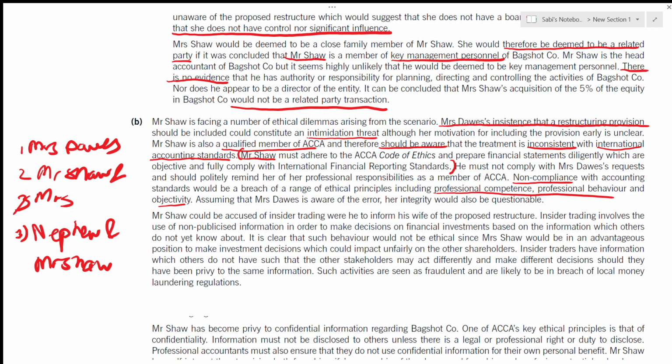Assuming that Mrs. Davis is aware of the error, her integrity would also be questionable, right? So this kind of sentences you can put. You can assume something, right? Clearly they haven't told in the case study that she's aware of the error or unaware of the error. But you can write in your sentence, assuming, right? You are assuming that Mrs. Davis is aware of the error. What happens if she's aware of the error? Her integrity would also be questionable. If she's not aware, that's another case.